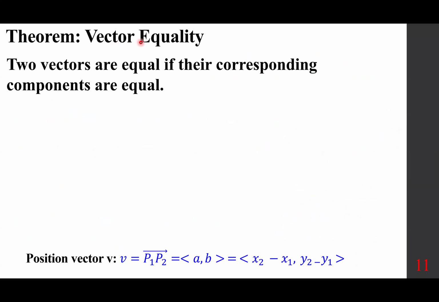Theorem, vector equality. Two vectors are equal if their corresponding components are equal. So here's the position vector a comma b, which has coordinates x sub 2 minus x sub 1, comma y sub 2 minus y sub 1. So if v is the vector a1, b1, and it's equal to w, a2, b2, then a1 and a2, b1 and b2 must be the same. Vector equality says components must be identical.